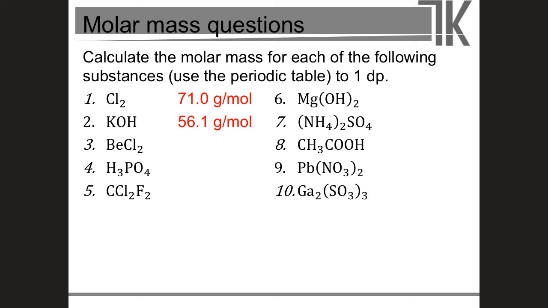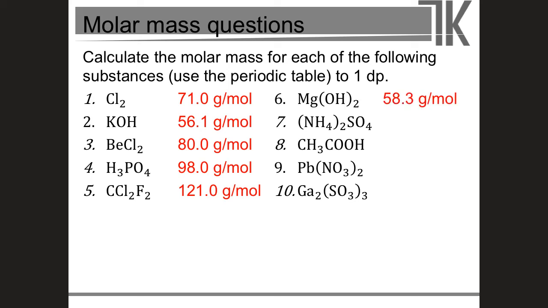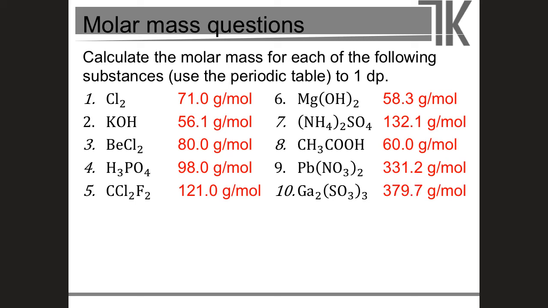Question 2, we should have 56.1 grams per mole. Question 3, we should have 80.0 grams per mole. Question 4, we should have 98.0 grams per mole. Question 5, we should have 121.0 grams per mole. Question 6, we should have 58.3 grams per mole. Question 7, we should have 132.1 grams per mole. Question 8, we should have 60 grams per mole. Question 9, we should have 331.2 grams per mole. And question 10, we should have 379.7 grams per mole.